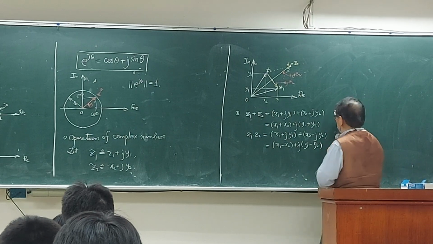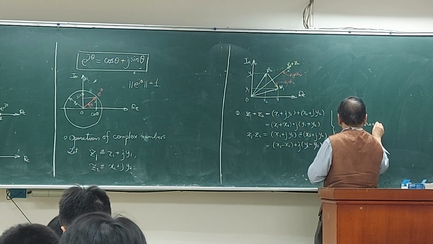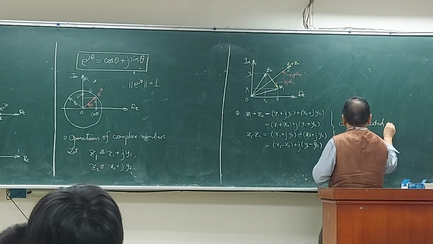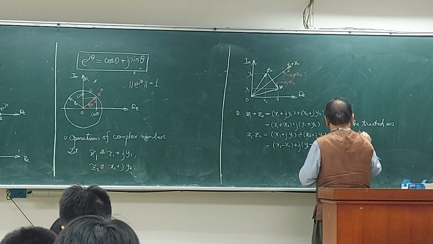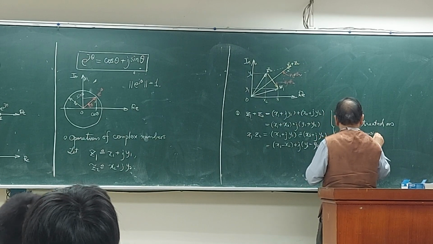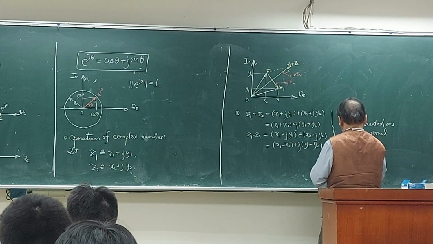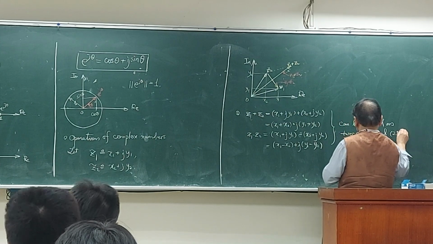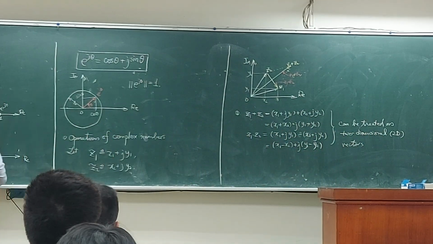So they can be treated as two-dimensional vectors, 2D vectors. All right, so that's the subtraction and addition. What about the multiplication?